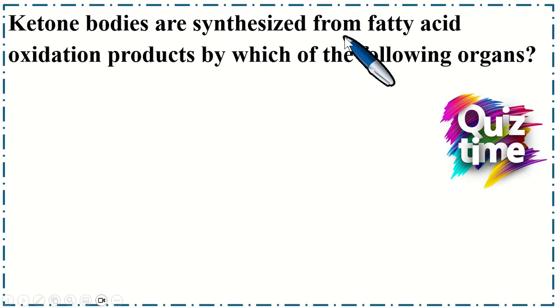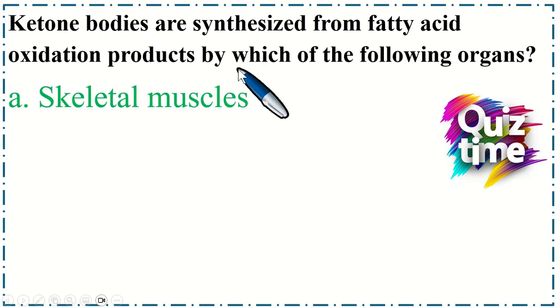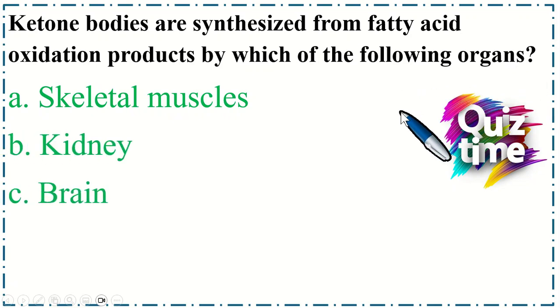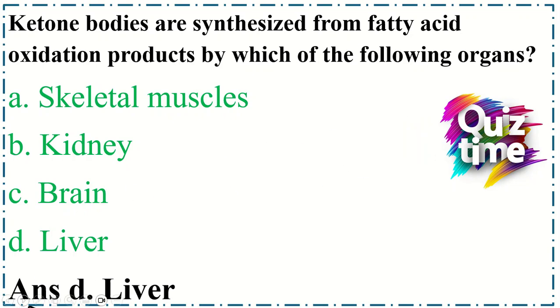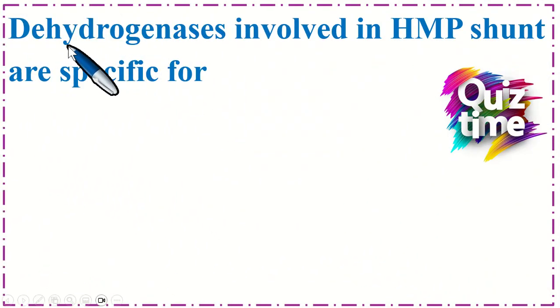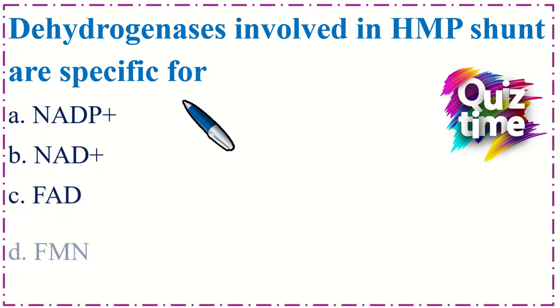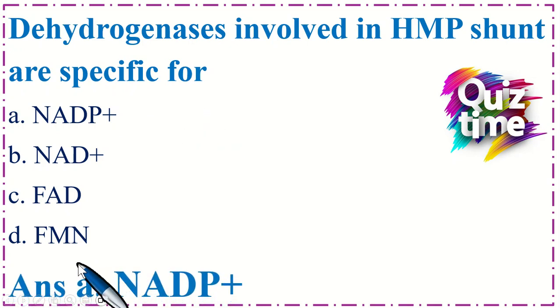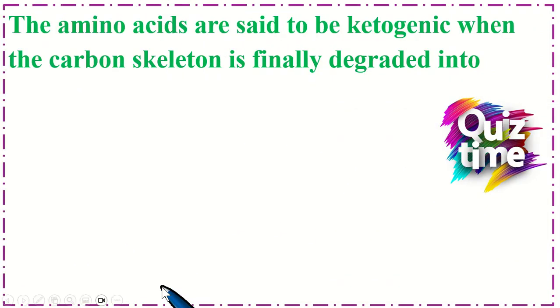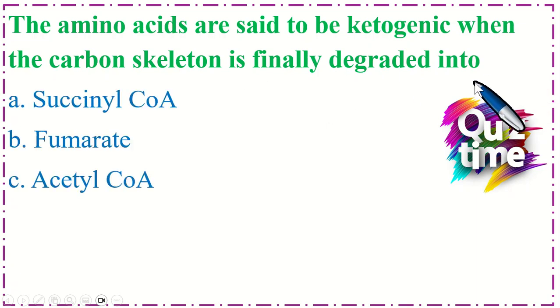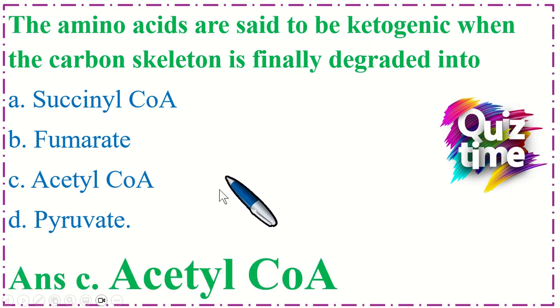Ketone bodies are synthesized from fatty acid oxidation products by which of the following organs? Correct option is D, liver. Dehydrogenases involved in the HMP shunt are specific for... Correct option is A, NADP. The amino acids are said to be ketogenic when the carbon skeleton is finally degraded into... Correct option is C, acetyl-CoA.